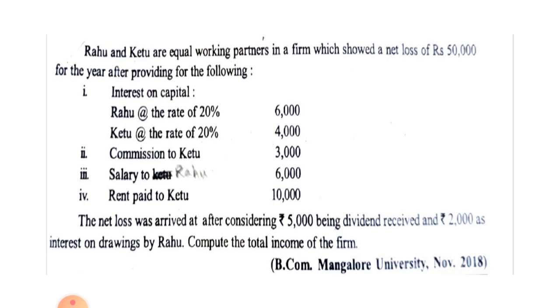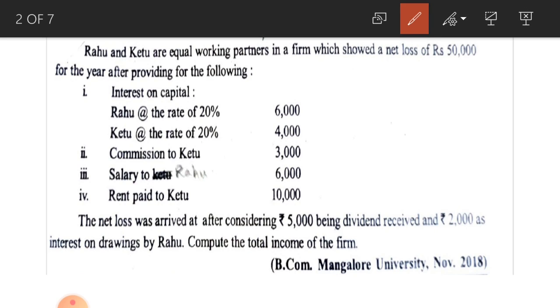Go through this problem. Rahu and Ketu are equal partners in a firm which showed a net loss of rupees 50,000 for the year after providing the following. Here there is a net loss of 50,000, and Rahu and Ketu are equal partners and both are working partners. The information is as follows.